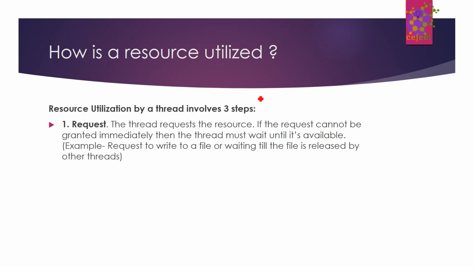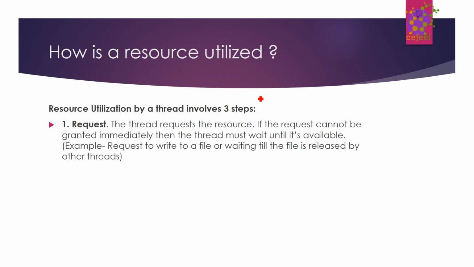So a thread will ask, please grant me this resource. If the resource cannot be granted, the thread must wait till it's available, and during that time it might be waiting and not doing anything. An example could be a shared file or a log file that is being written by multiple threads, and one of the threads wants to write to it, so it will ask permission, or ask to hand over the file descriptor to the thread.